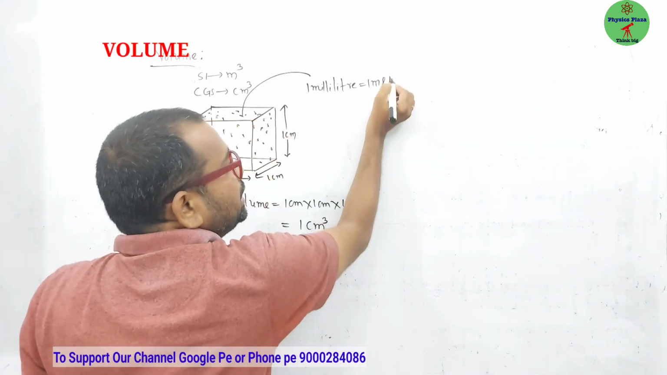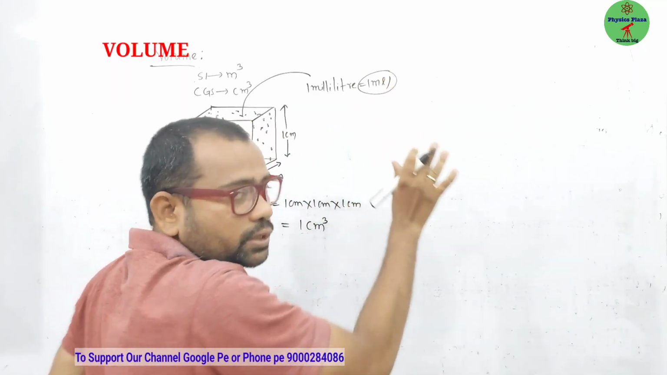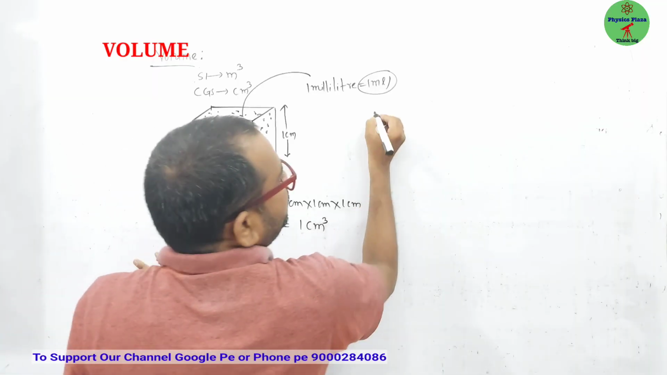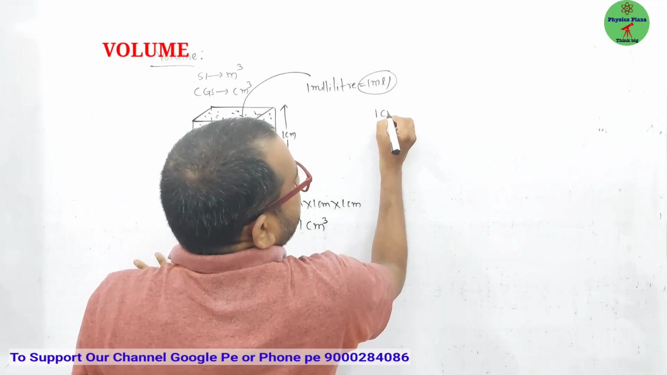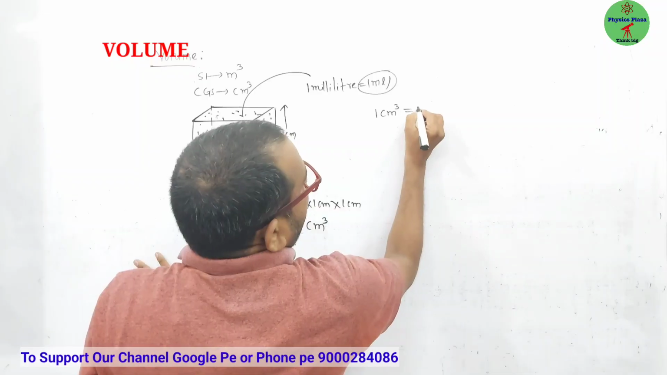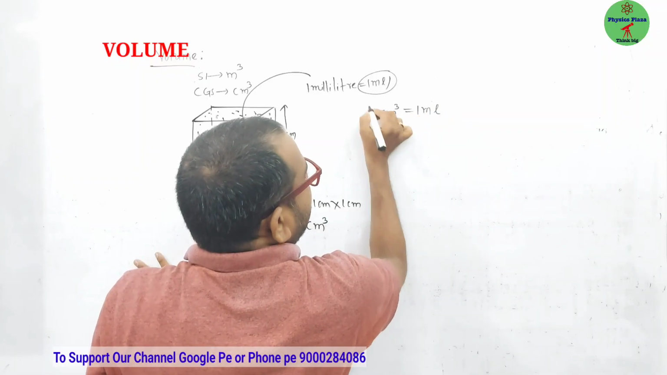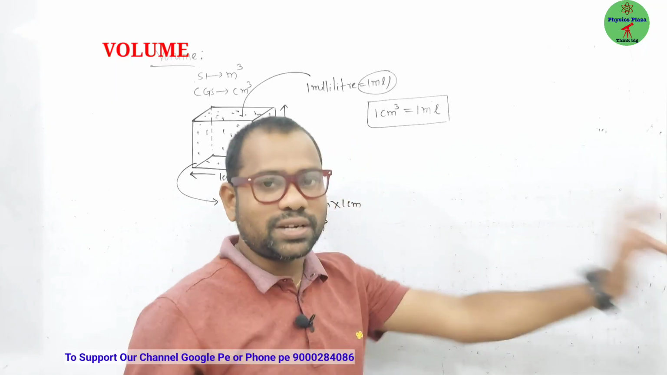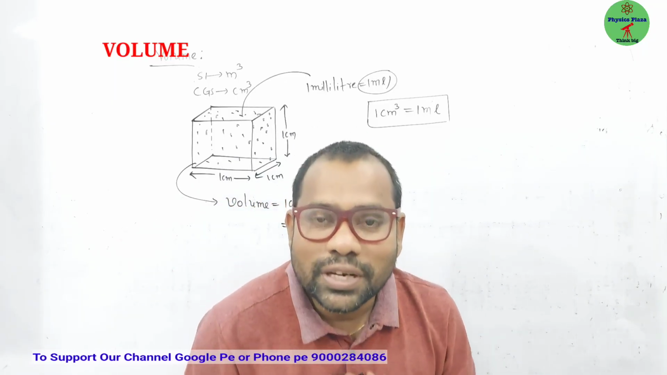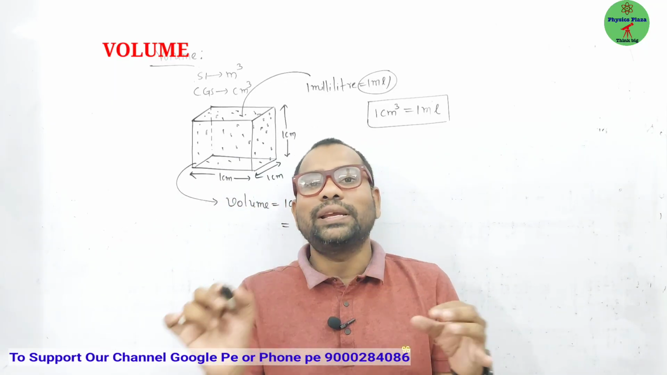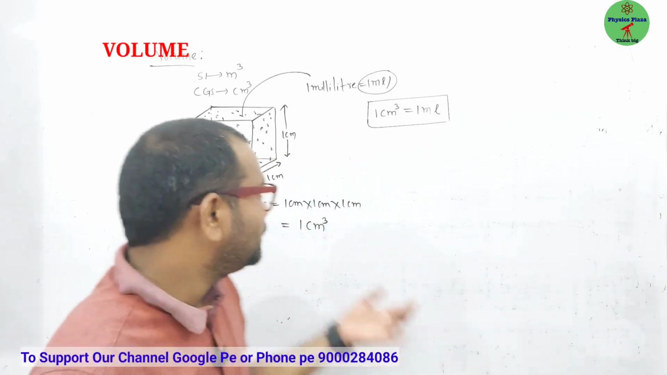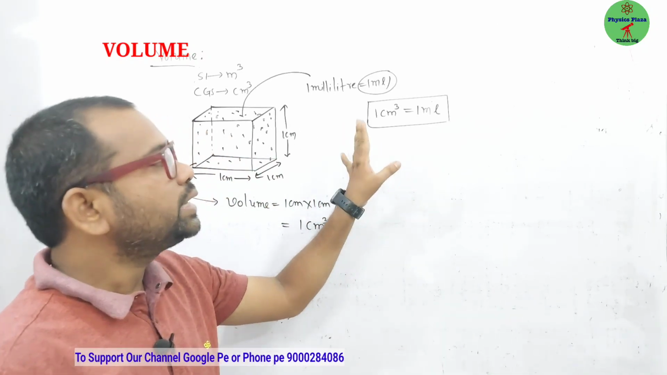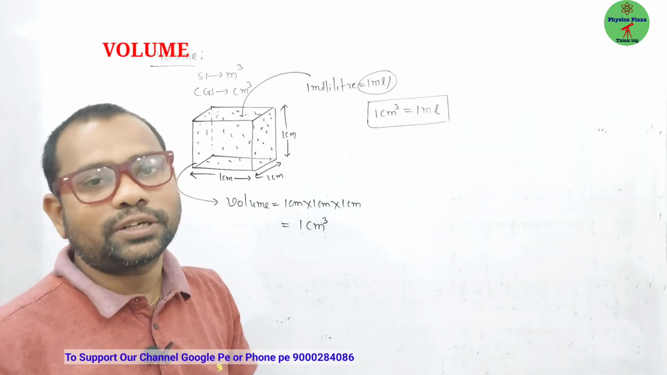So 1 milliliter of liquid can fit in this 1 centimeter cube, which means what, dear children? 1 centimeter cube is equal to 1 milliliter. Very much important relation. 1 centimeter cube is equal to 1 milliliter. This is the best way to understand.